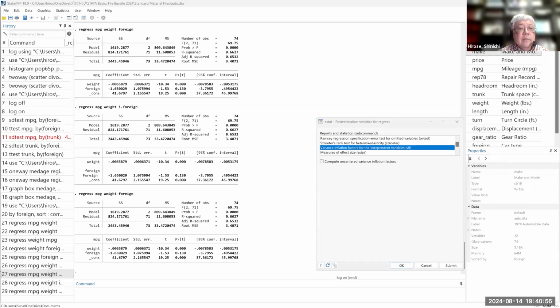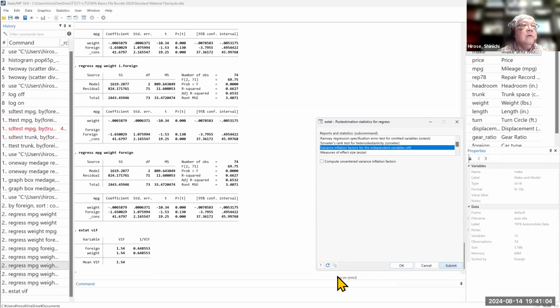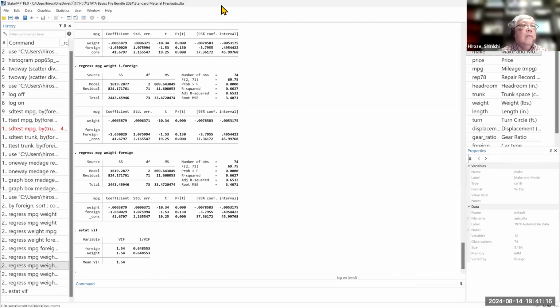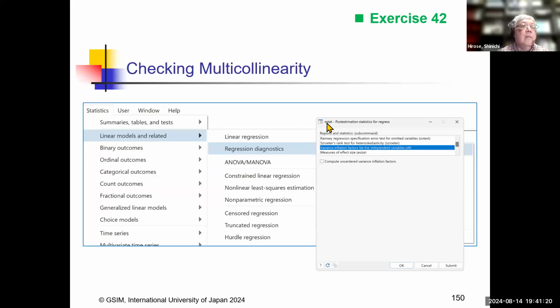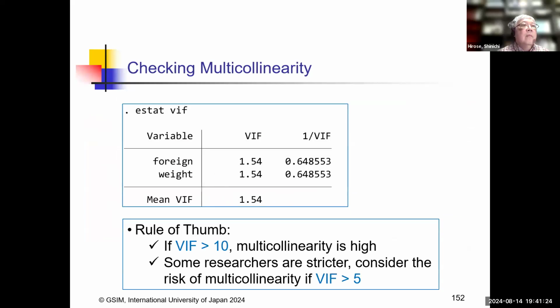Okay, good. Then let's click on OK or submit. Okay, I'll click on submit. Then start VIF, and we see 1.54 VIF. And if VIF is greater than 10 here, then the multicollinearity effect is high. Some researchers are stricter and consider the risk of multicollinearity if VIF is greater than 5. However, in this case, VIF is just 1.54, so we are safe.